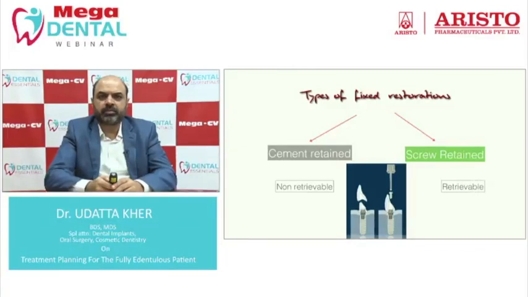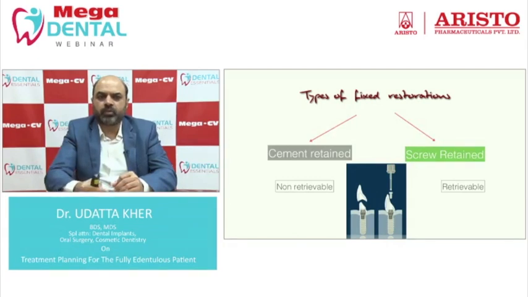The second option is the screw retained option, wherein the prosthesis is fixed on top of the implants with the help of screws. Now the good thing about this is that as far as the patient is concerned, the patient cannot take this prosthesis out, but as a dentist, you can within a few minutes unscrew the screws and take the whole prosthesis out, so that this prosthesis can be maintained in future.